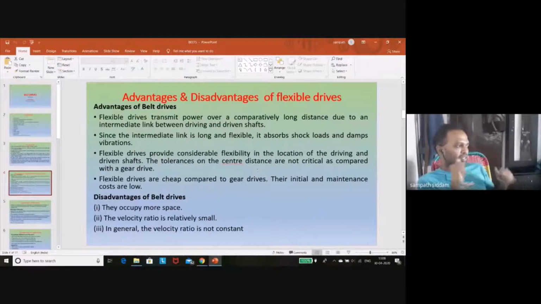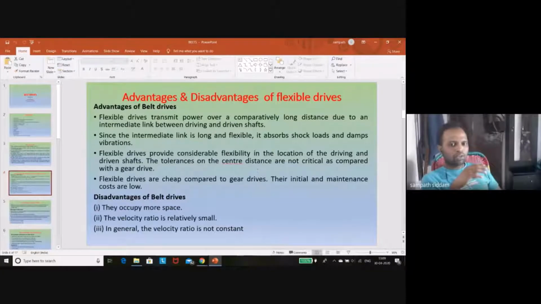That's not the case with gear drives. If space is not a constraint, then you'll go with gear drives itself. And the velocity ratio is very small. First of all, what is a velocity ratio? It is nothing but the ratio of the speed of your driving member to the speed of your driven member. So you have a high velocity ratio when your driving member speed is higher, but it's not the case with belt drives, because the power will be equally distributed. The driving and driven members will run at almost equal speed. So your velocity ratios are very small in belt drives, but it's not the case with gear drives.